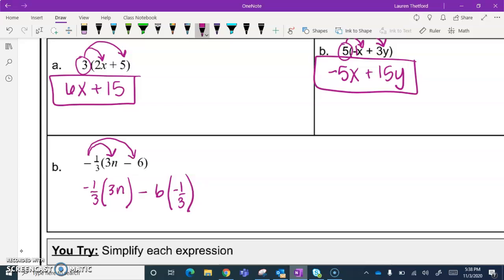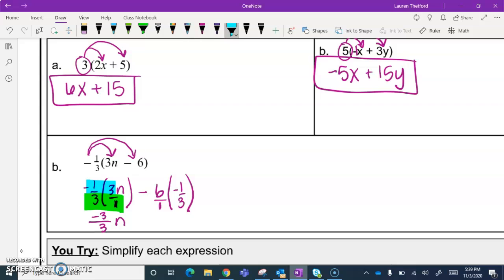So we multiply straight across. This is what we learned back in chapter 2. So I'm actually going to put this over a 1. That's a 1. And this is a 1. And now we can multiply straight across. So negative 1 times 3 is negative 3. And then we have 3 times 1, which is 3. And we keep my n.